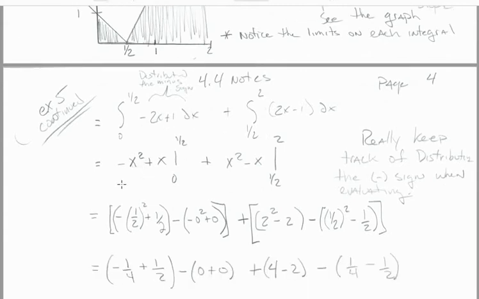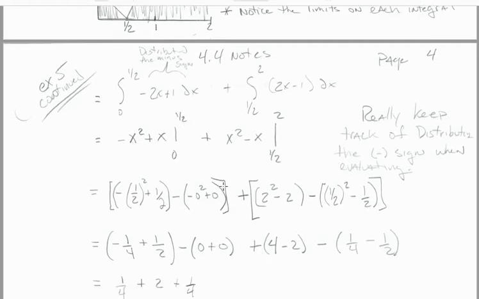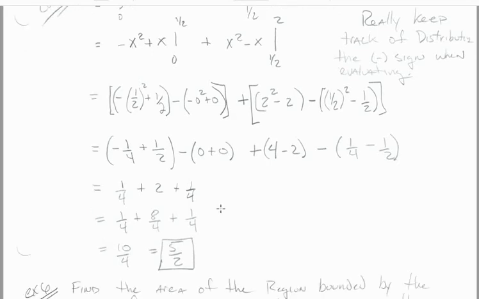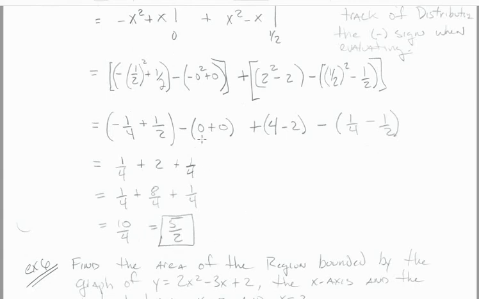Then we take the antiderivative of each, so negative x squared plus x, evaluated from 0 to 1/2, plus x squared minus x from 1/2 to 2. Okay, so those are our two integrals. We're evaluating both of them. Then literally it's substituting in the numerical values. Separate things out with parentheses so that you can keep track of everything, and evaluate those values. Make sure you work through this one maybe on your own. You end up getting 5/2. Okay, so that's the total area that we would get there.